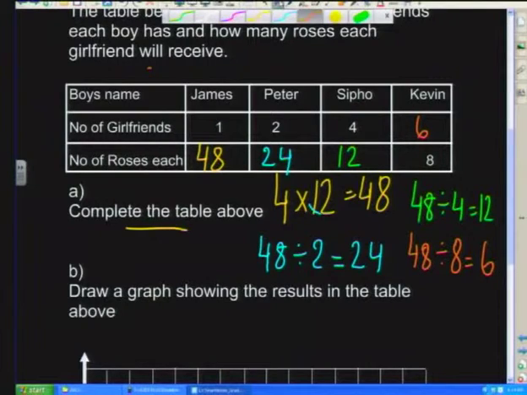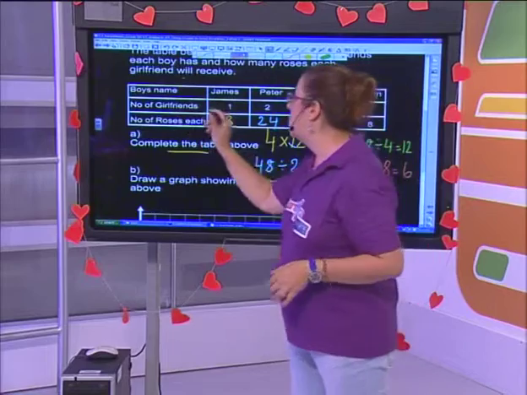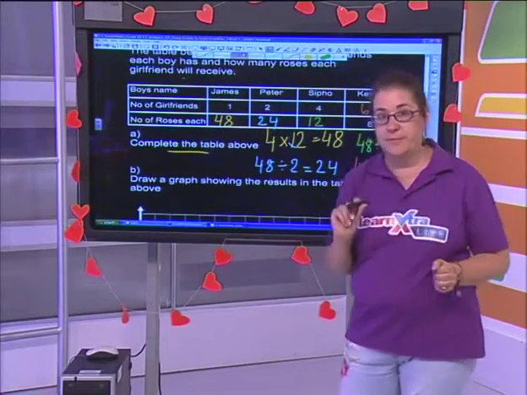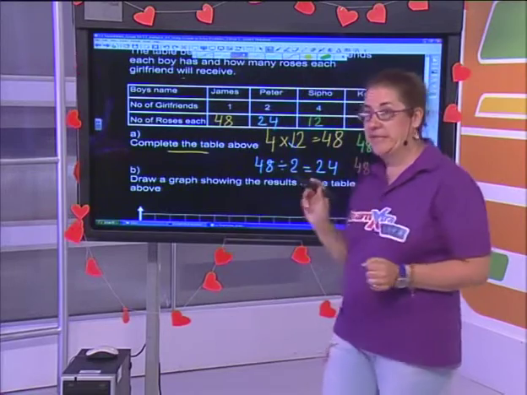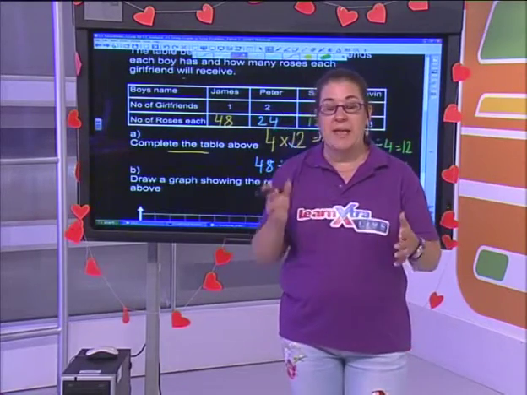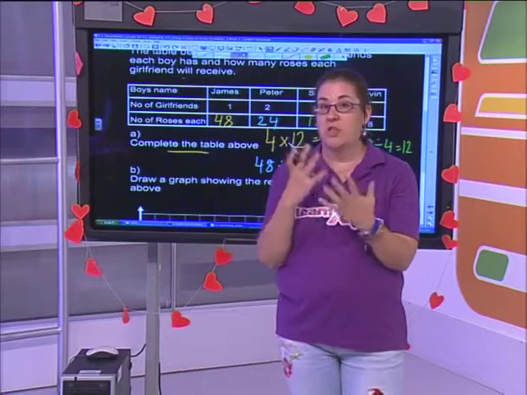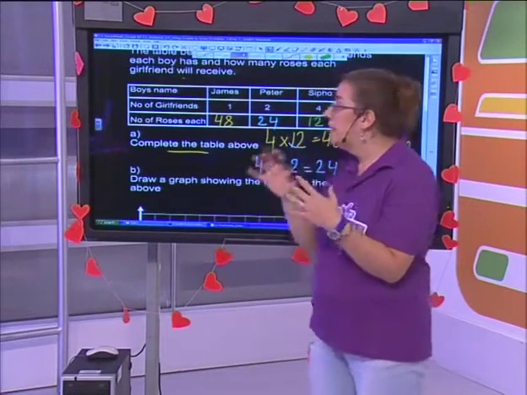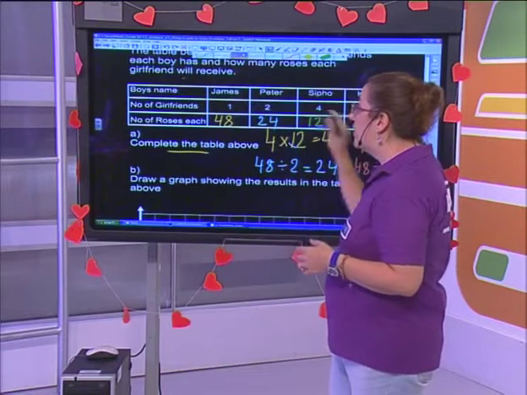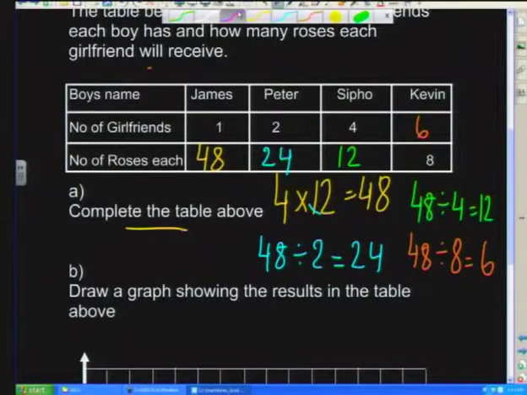Now, I really don't know what color I haven't used, purple. So if you notice, the number of girlfriends is increasing, and the number of roses is decreasing. So we have here an inverse relationship. We don't have a graph yet. As the one is increasing, the other is decreasing.